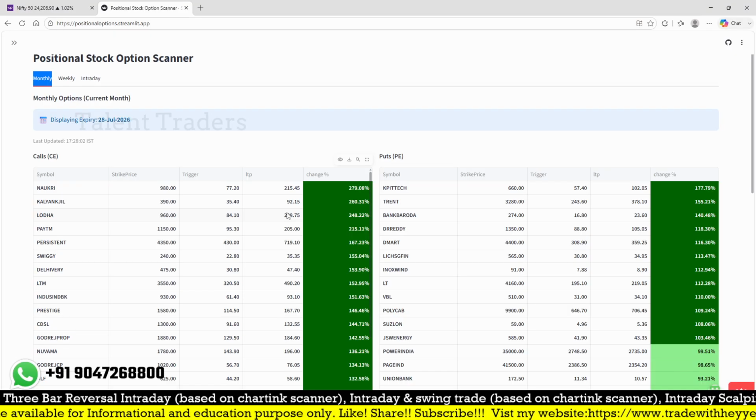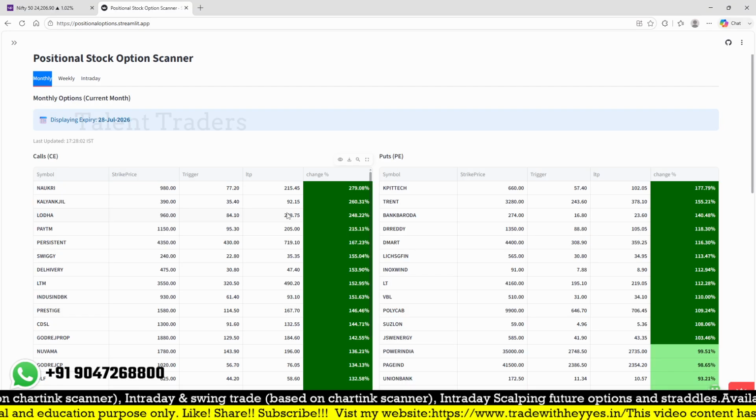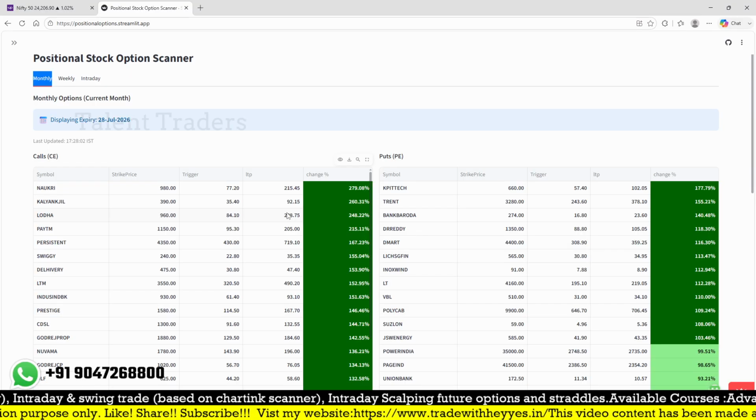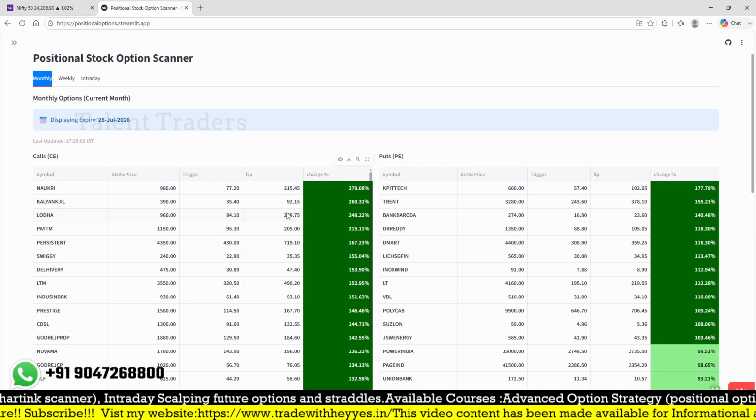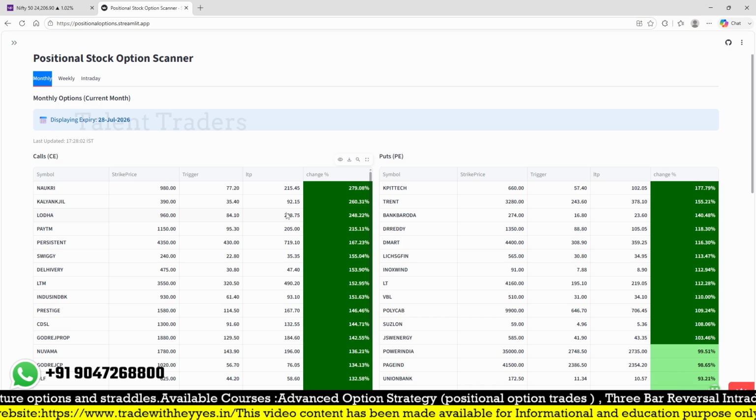That is purely strategy based, and we developed the scanner for the strategy so that, in the easiest way, we can find out where there is a breakout and which stocks are moving in the overall market. That is the logic with which we created the scanner.